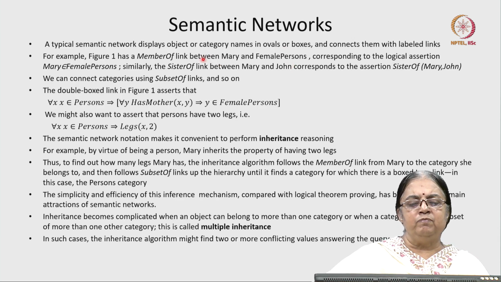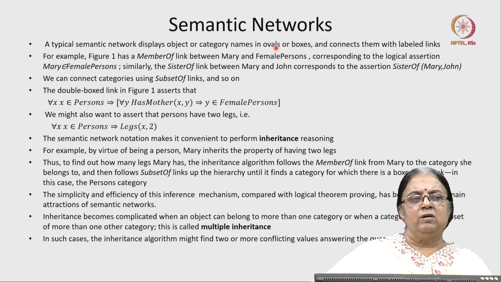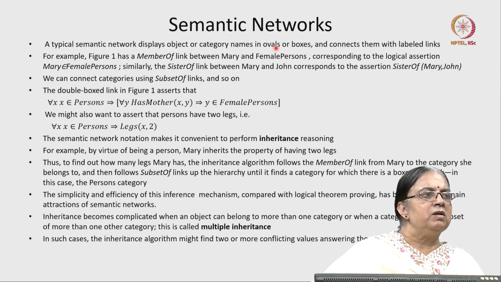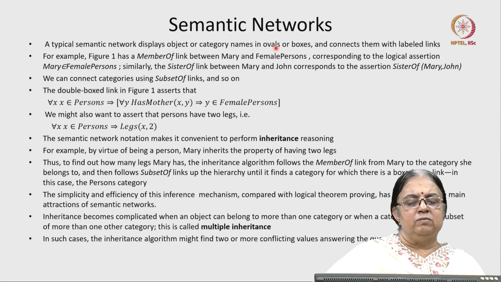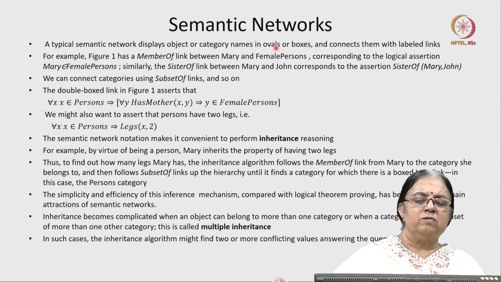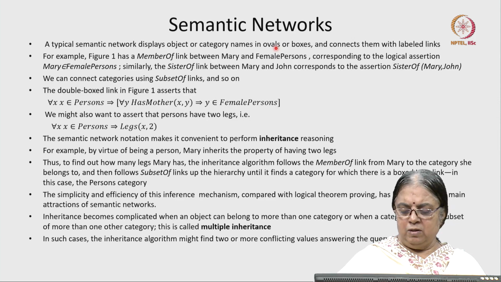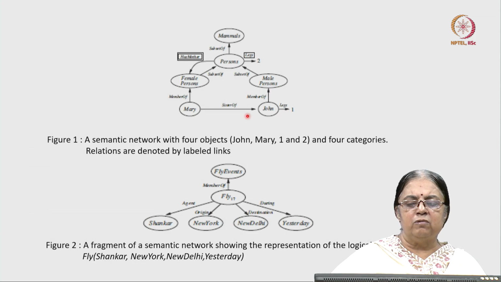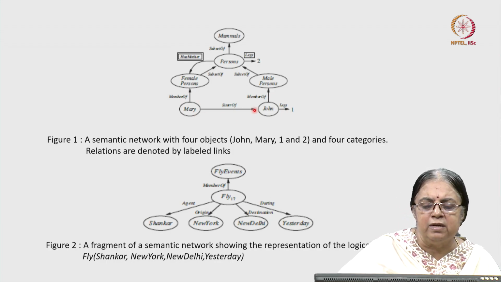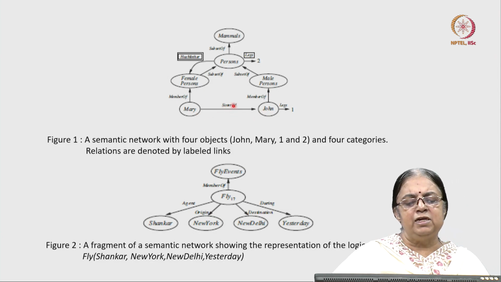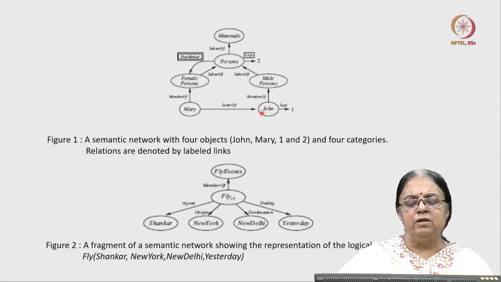So, we have labeled ovals or boxes, and we have the labeled link. For example, you can have two ovals, and if we look here, the ovals could be something like Mary and John, and you have a link which connects between them, which says sister of. So, that is the relationship you have between Mary and John.